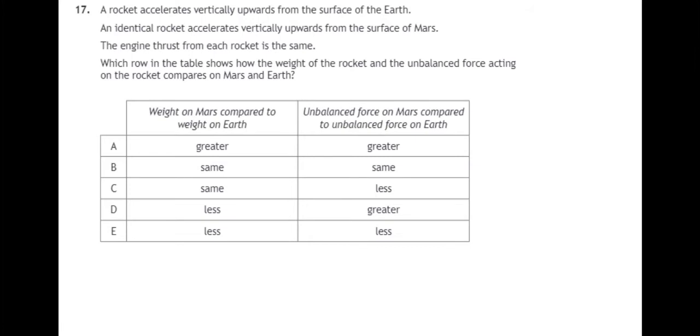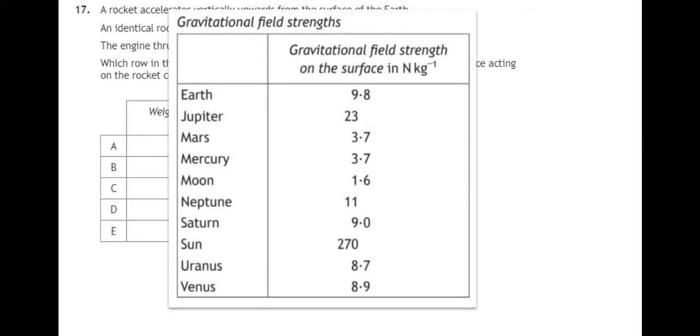Number 17. A rocket accelerates vertically upwards from the surface of Earth. An identical rocket accelerates vertically upwards from the surface of Mars. The engine thrust from each rocket is the same. Which row in the table shows how the weight of the rocket and the unbalanced forces on the rocket compare on Mars and Earth? So, what is the difference between Mars and Earth?